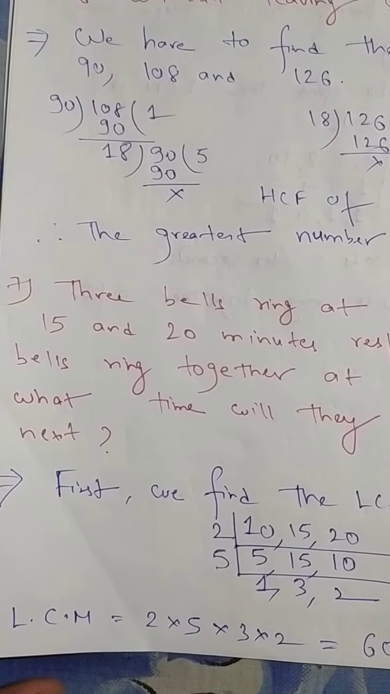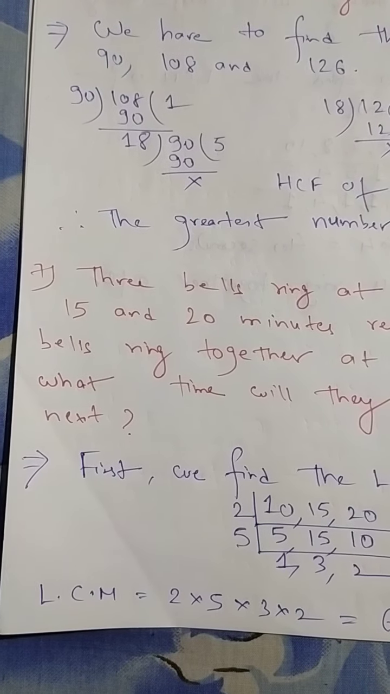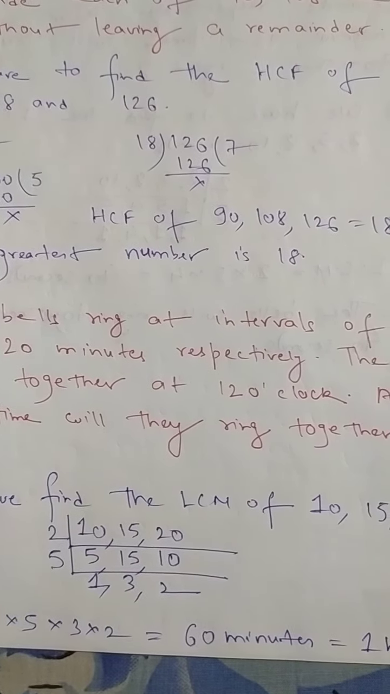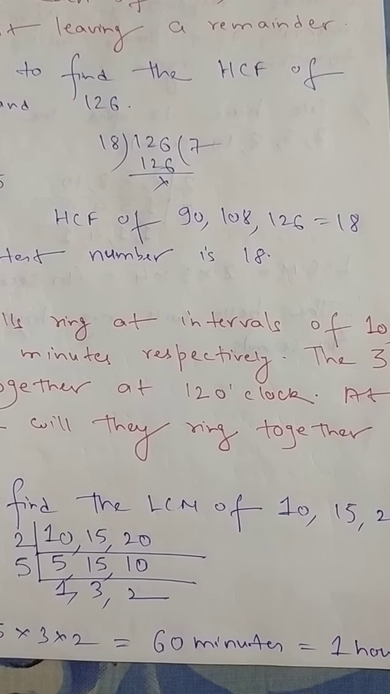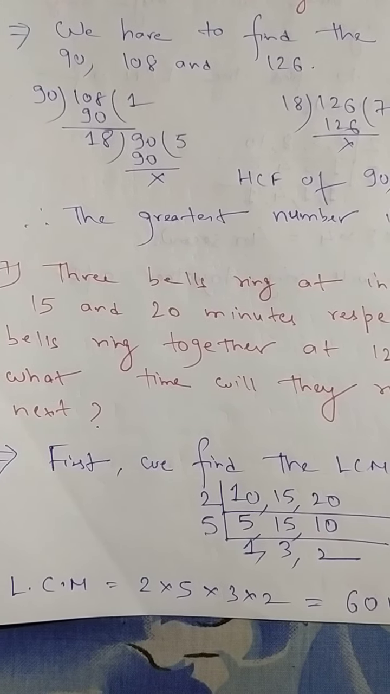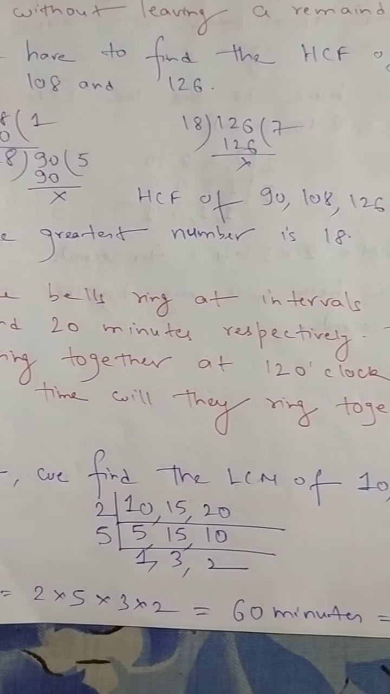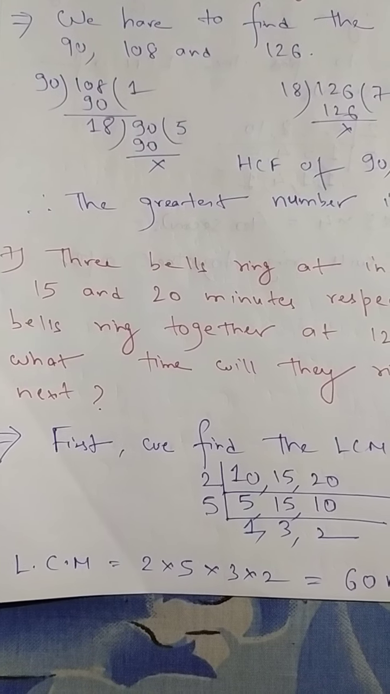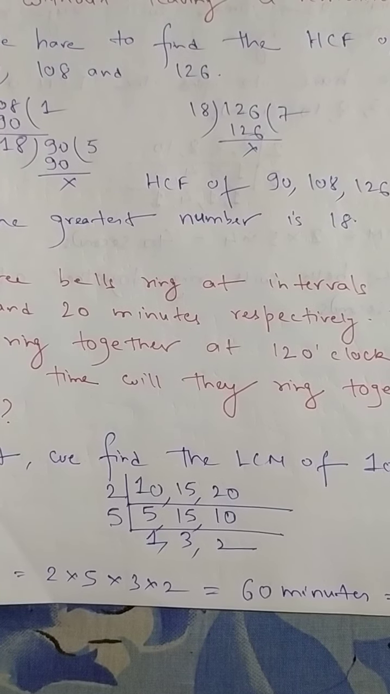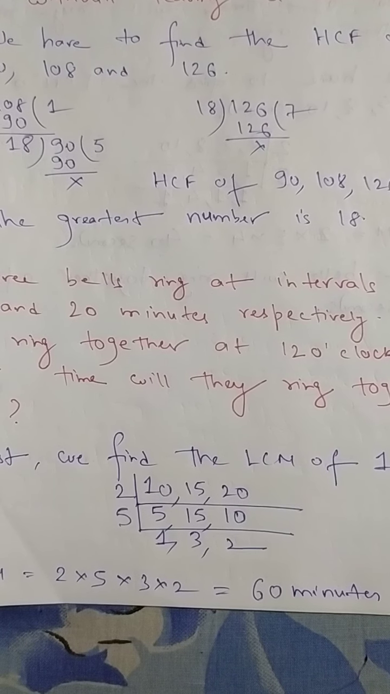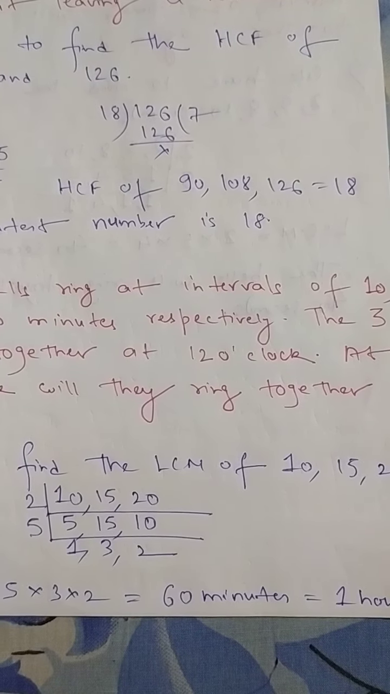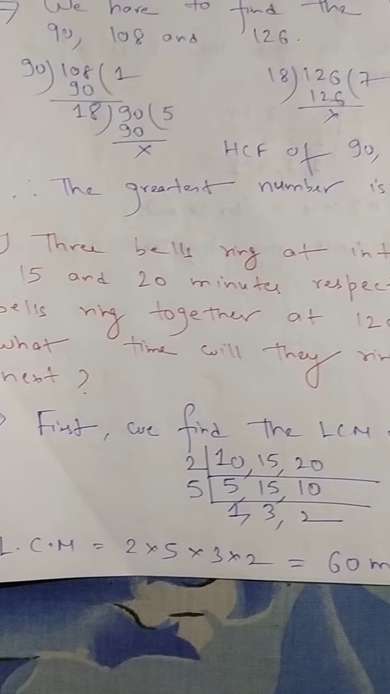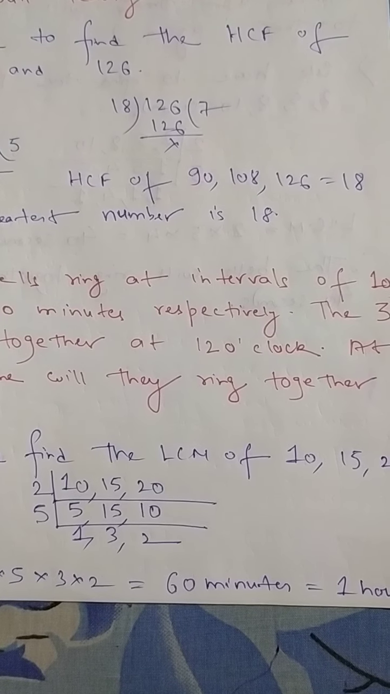Now the next question is very important. 3 bells ring at intervals of 10, 15 and 20 minutes respectively. The 3 bells ring together at 12 o'clock. So the 3 bells are ringing together first at 12 o'clock. At what time will they ring together next?